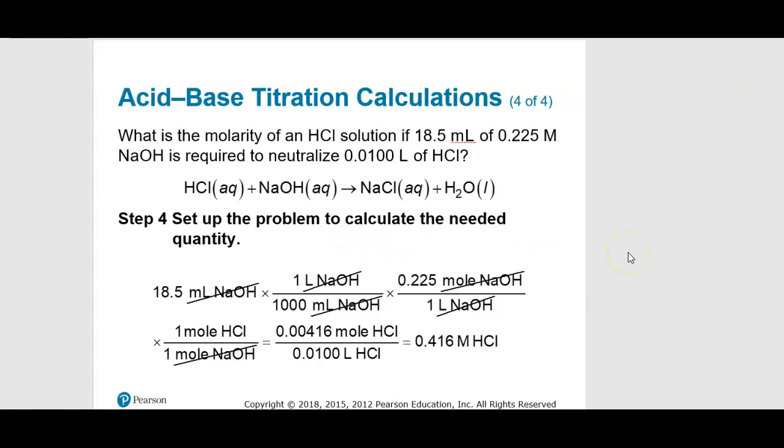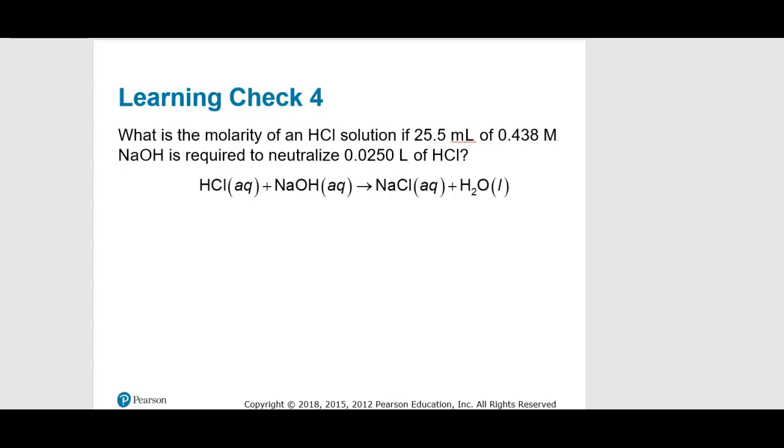You just keep canceling units. You started with milliliters of sodium hydroxide, and you convert that to liters. Then you convert that to moles of sodium hydroxide. Then you convert it to moles of hydrochloric acid, and that's going to be that many moles per that many liters that you have. That's the number you get. Okay, so that's the way you do these calculations.